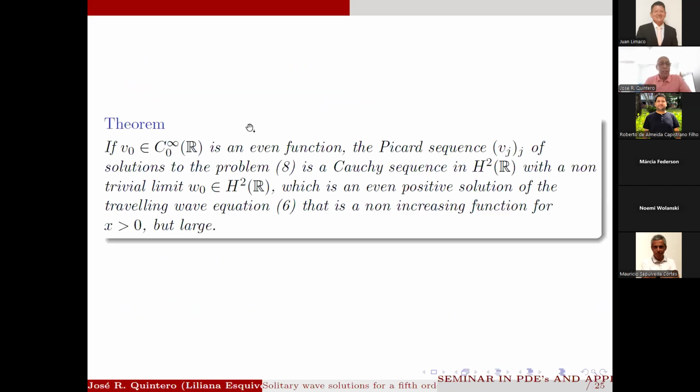Now, if you take this function b naught to be even, you get the same result, the only thing that we add is that the solution is even. Now, this function b0 is 0 outside of a compact set. So that means that this function is decreasing far away, then it's decreasing near infinity, so the solution also is decreasing at infinity. So essentially, this is the theorem.